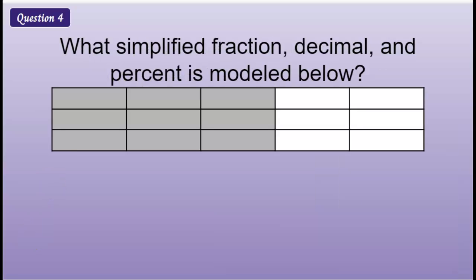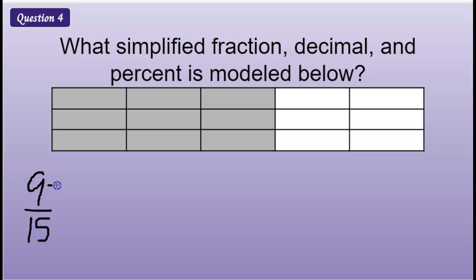Okay, 2 more questions left. We're almost done. What is the simplified fraction, decimal, and percent? So you're doing 3 different things here. So to get a fraction, remember all we have to do is do a part over total. Well, there's 3, 6, 9 that are shaded out of 3, 6, 9, 12, 15 boxes.